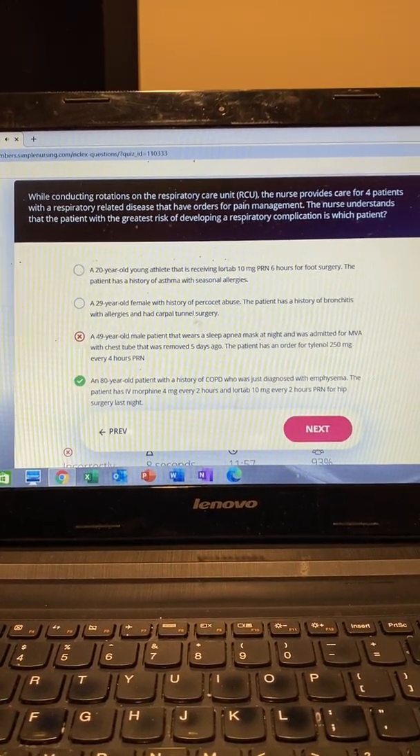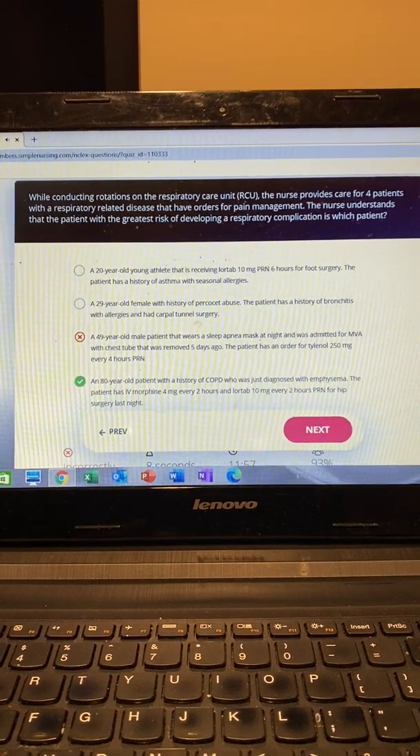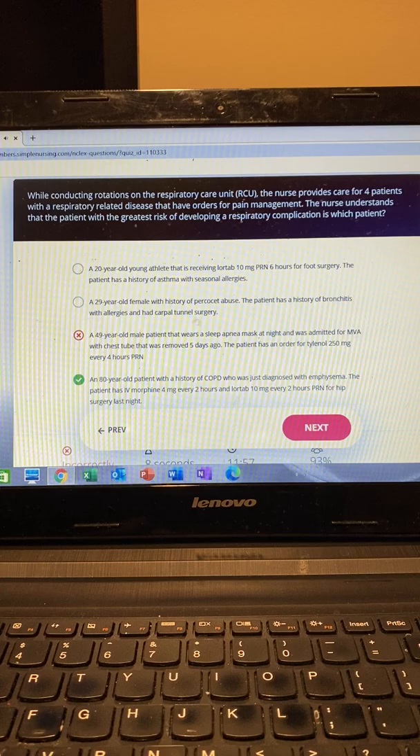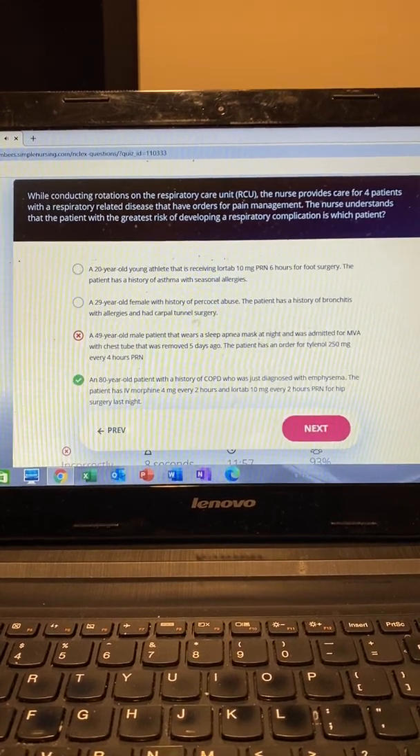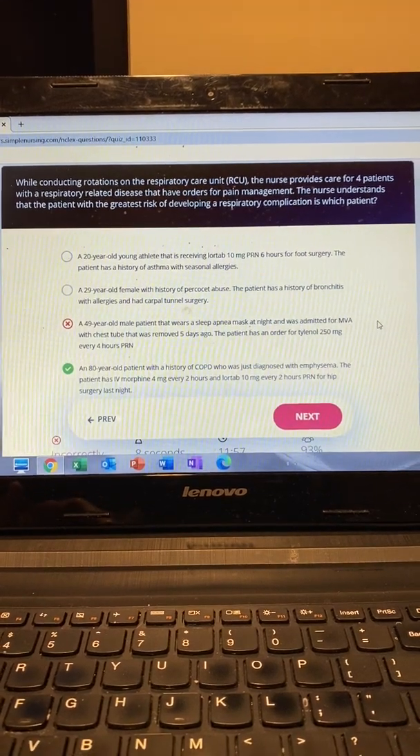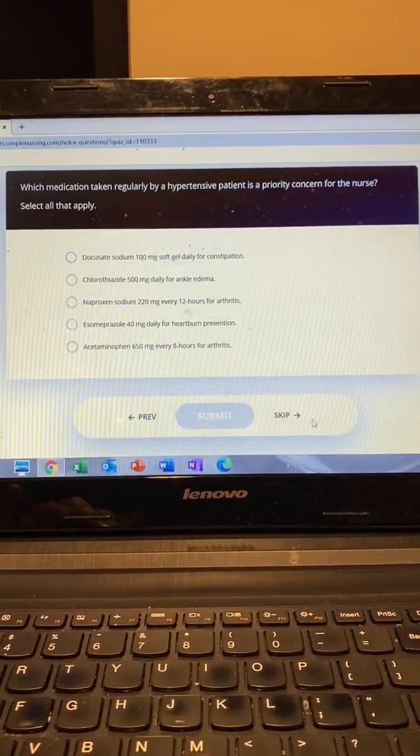So remember, the pain meds like opioids make things low and slow, just adding to the low respirations. And this patient has advanced age and a respiratory disease, so they're most at risk. So option 4 is our most correct. Okay, that wraps it up.